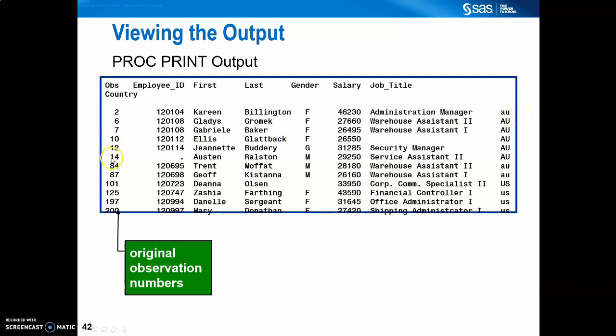For observation 14, we can see there are missing values for Employee_ID. And for observation 10, we can also identify a missing value for Job_Title. So that's how PROC PRINT works in order to identify the invalid values in the observations.